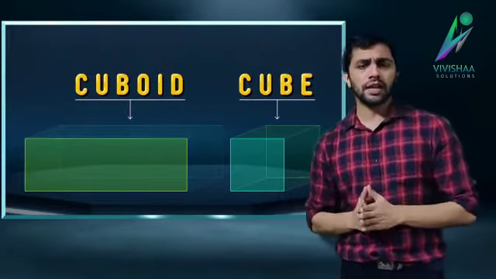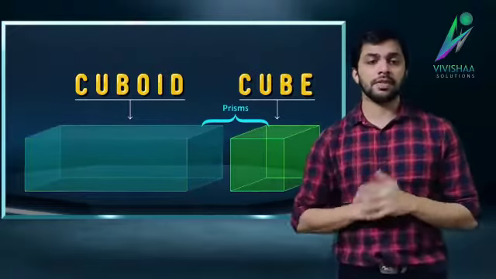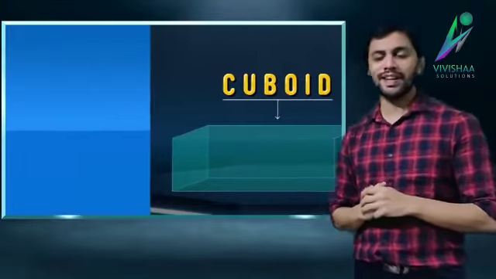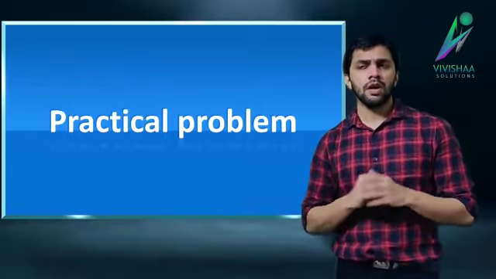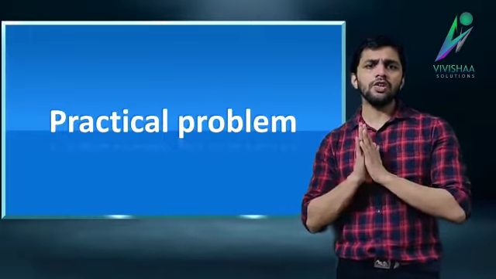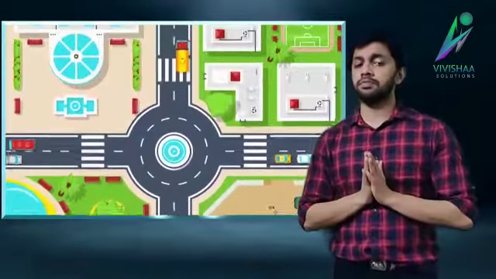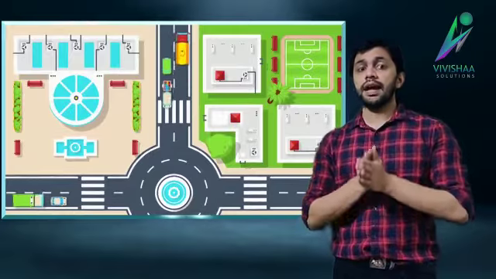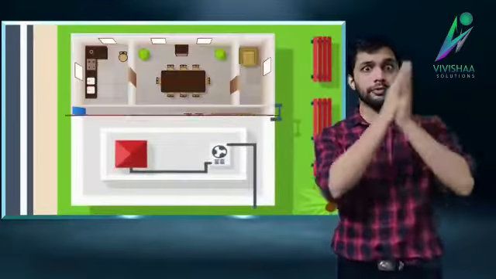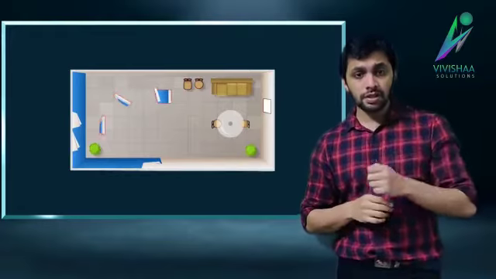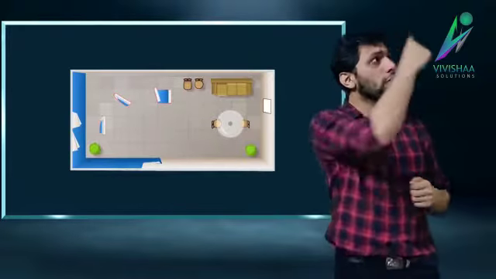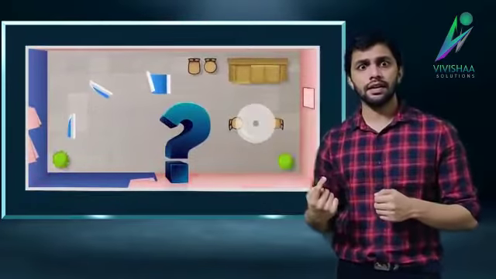Now, these figures are also known as prisms. You must have heard about prisms, right? Now, let's look at a practical problem. For example, say you want to put up a wallpaper in your room, right? And you need to estimate the number of wallpaper rolls required, right? For this, you need to know the area of the 4 walls, correct?